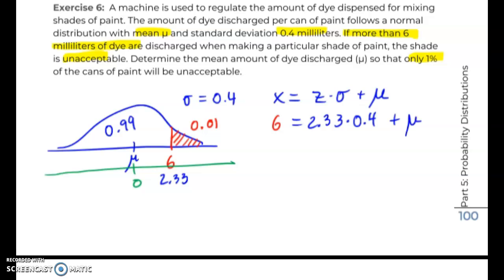So multiplying 2.33 times 0.4, which is 0.932, and then we still have the 6 on the other side, so we're going to subtract 6 minus 0.932, and we end up with 5.068 is our mean.